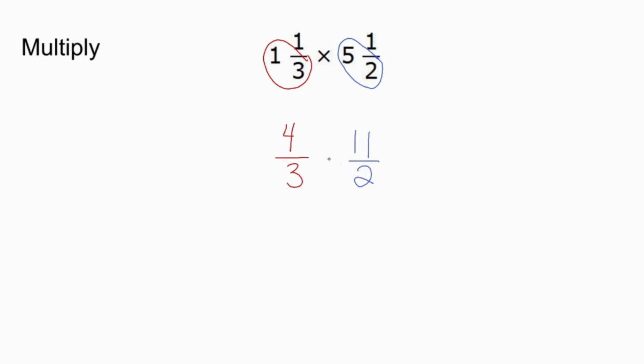Now, when multiplying fractions, multiply straight across the numerator and straight across the denominator. So 4 times 11 is 44. 3 times 2 is 6.